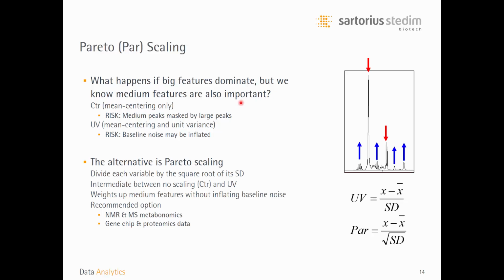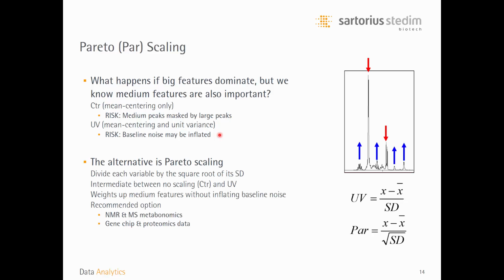Well, then there are two risks with the techniques that we discussed on the previous slide. Centering only, here the risk is that the large peak will dominate, and the medium peaks will then be masked by the large peaks. Using unit variance scaling and mean centering would mean that we penalize the large peaks, and the risk is then that we may blow up noisy regions, for instance, inflate the baseline noise.